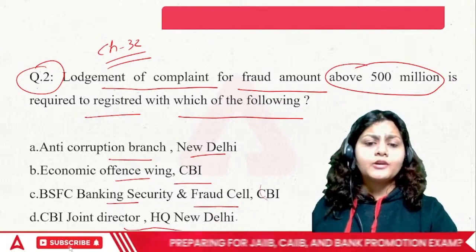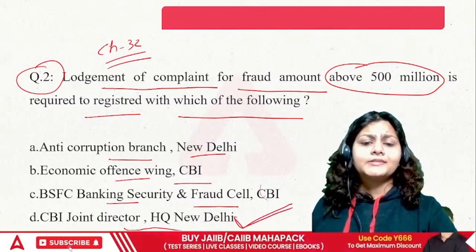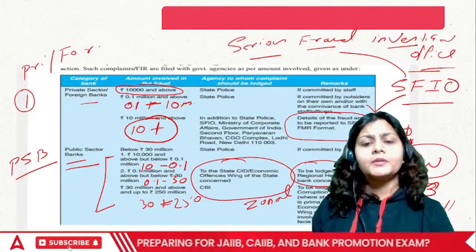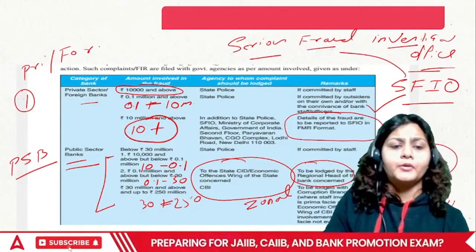So the answer is, of course, these are easy ones, the CBI Joint Director, New Delhi, right? So please remember this table. This table is very, very important, right?